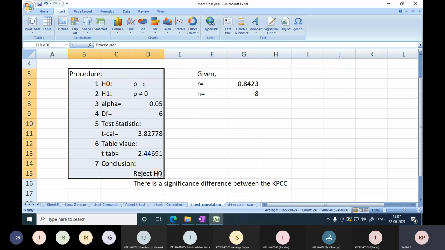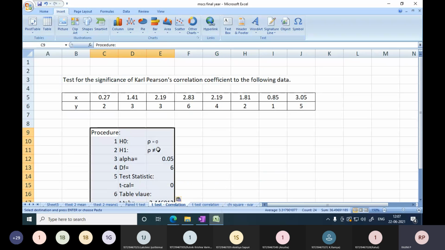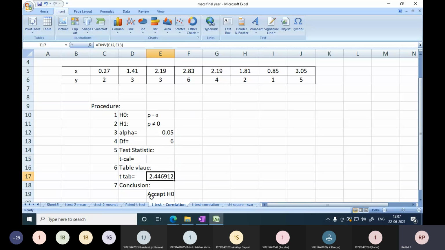The same procedure will continue, but there is one small change. What is the change? Here, in place of the correlation value, they did not give it to you. You need to calculate it. So here, what is that? The tcal value and the t tab value. Conclusion, delete it. And the degrees of freedom will also change.